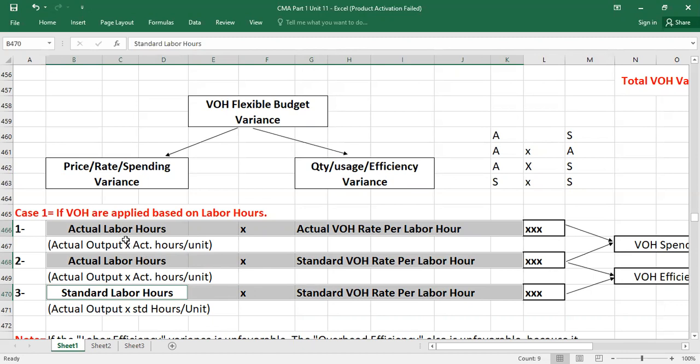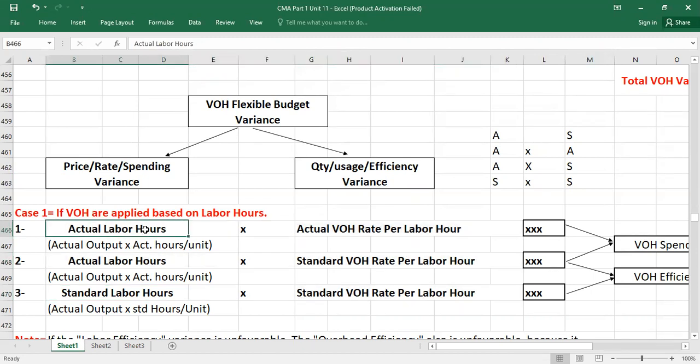So if you are not provided with the actual labor hours, how can you calculate? You will take actual level of output multiplied by actual hours per unit. The same line you will paste here because the second line is also actual labor hours. But if you want to calculate the standard labor hours as per flexible budget under American studies or as per flexed budget under British studies, you need actual output level multiplied by standard hours per unit, which is also called budgeted hours per unit.